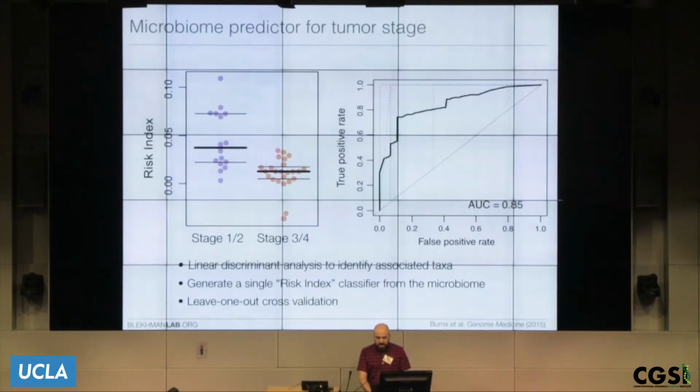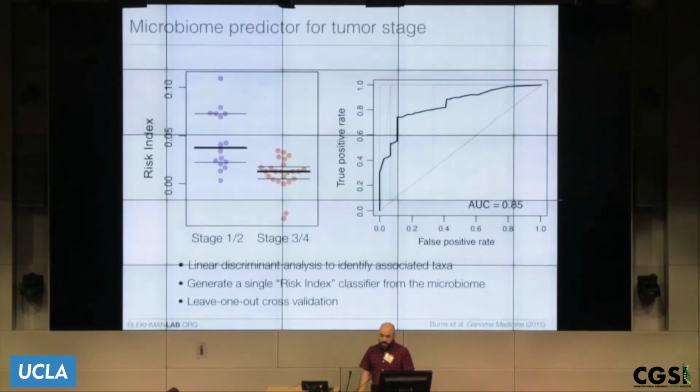Basically, we wanted to see if we can use the microbiome as a predictor for the stage of the tumor. What we did here is use linear discriminant analysis to identify the taxa in the microbiome that are associated with tumor stage, basically separating the tumors into low and high stage, so we would have enough numbers to compare just these two categories.